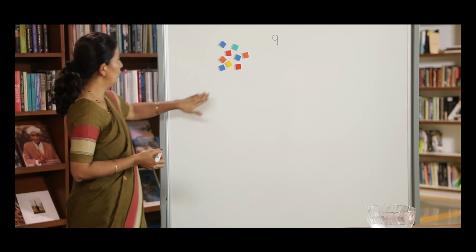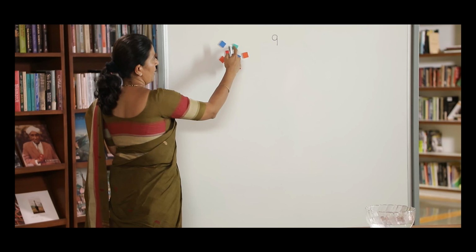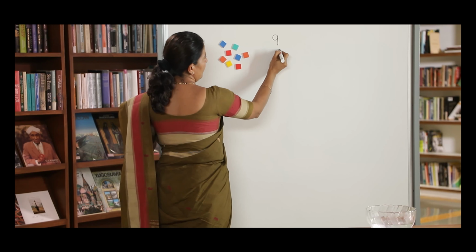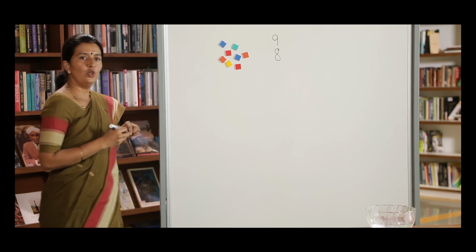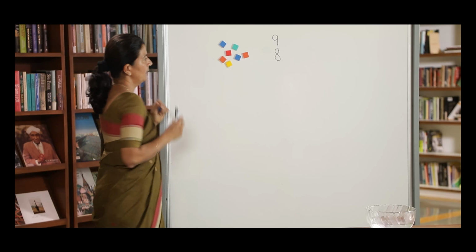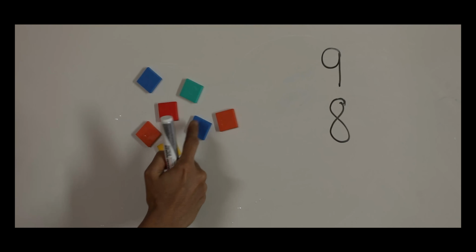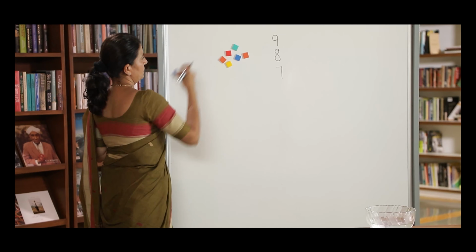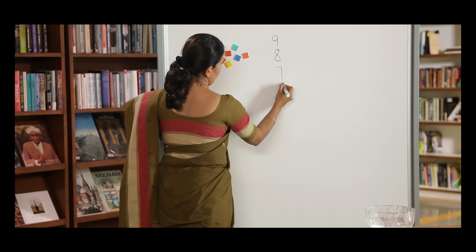Now, I will take away 1 from this. How many are left? 1, 2, 3, 4, 5, 6, 7, 8. We have 8, right? I will write 8 here, correct? I will take away 1 more from this. Can you tell me how many are here? 1, 2, 3, 4, 5, 6, 7. Correct? If I take away 1 more, 1, 2, 3, 4, 5, 6. 6.